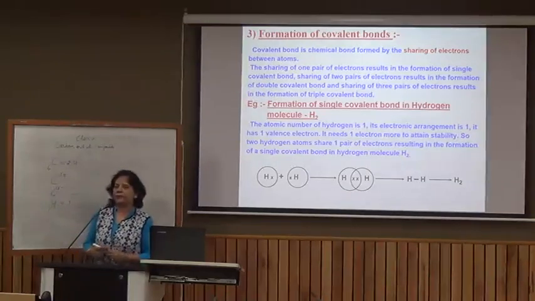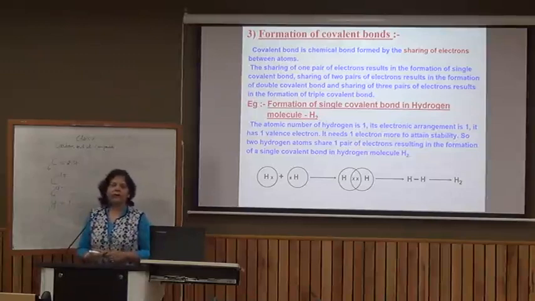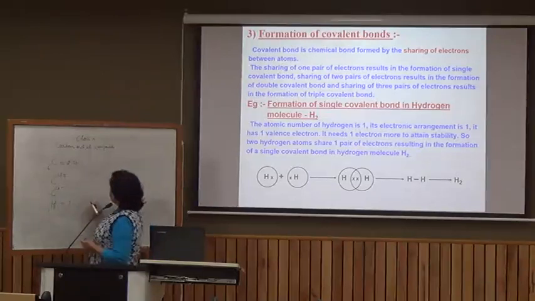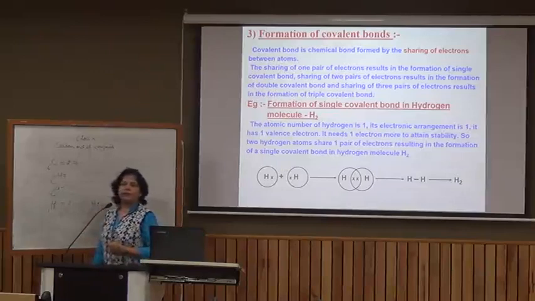So what it does, it shares one electron with the other hydrogen atom. Let us draw the electron dot structure for the formation of hydrogen molecule. Hydrogen with one valence electron we can show with its symbol, the valence electron only. This is called the electron dot structure.